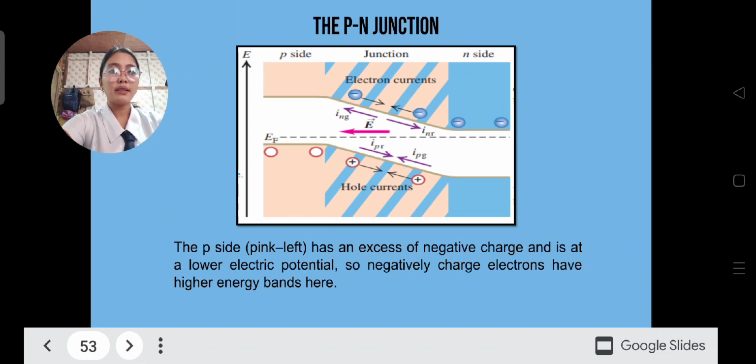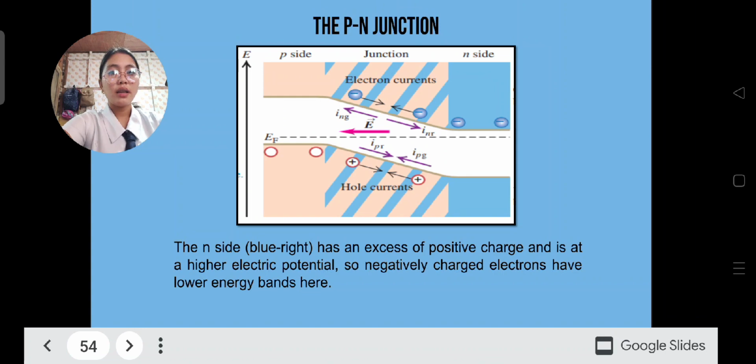So the P side, or the pink in the left side, has an excess of negative charge and is at a lower electric potential. So negatively charged electrons have higher energy bands here. Then the N side, which is the blue on the right, has an excess of positive charge and is at a higher electric potential. So negatively charged electrons have lower energy bands here.